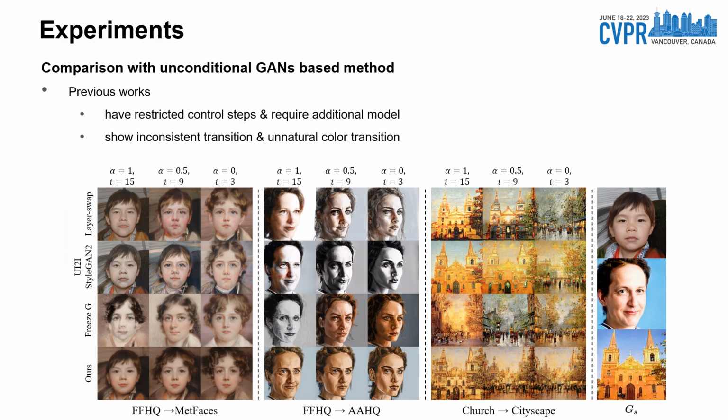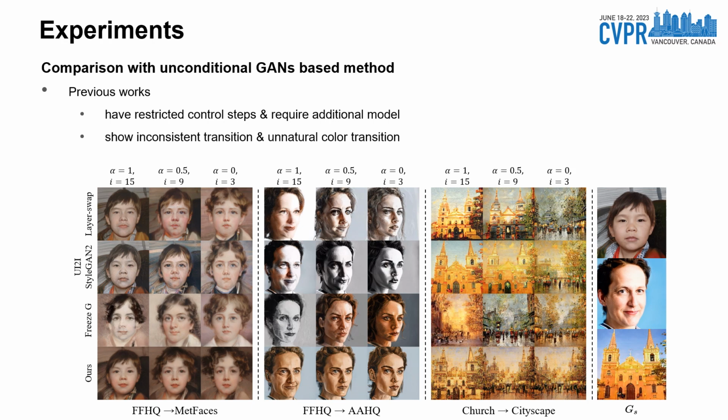Next, we present several experiments that we conducted. First, we compare our approach with unconditional GAN-based methods. The main drawbacks of previous methods is that they require new models by swapping layers or training to control the source features, which is not suitable for practical application. This consequently affects generation quality. As shown in the figure, previous methods show inconsistent transition and unnatural color transition.